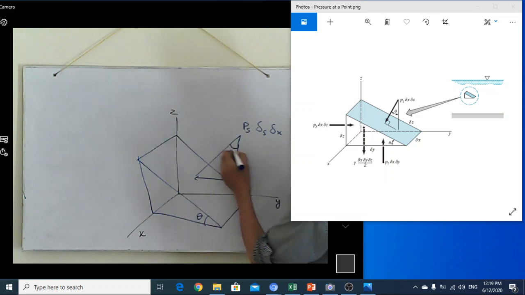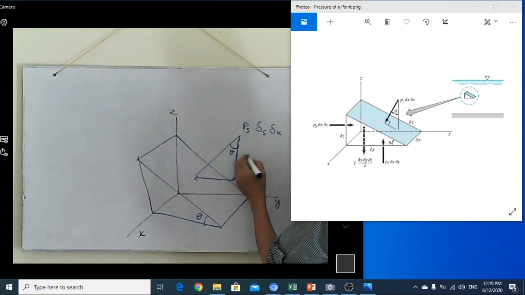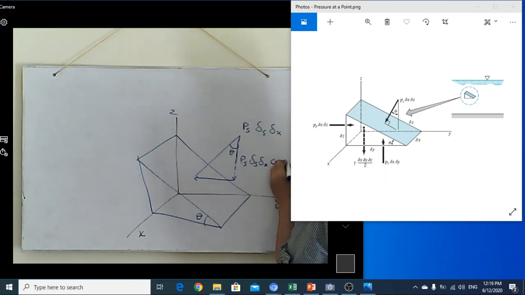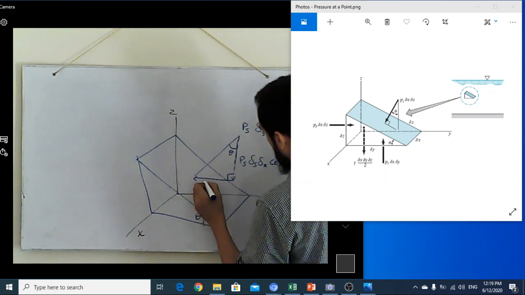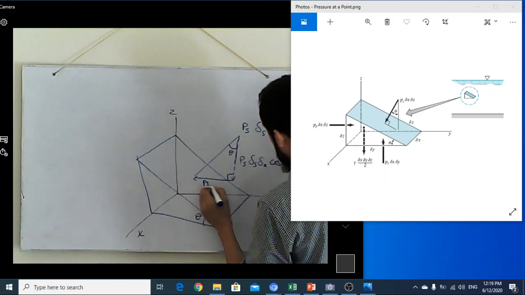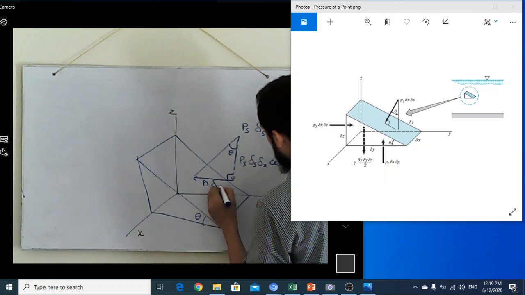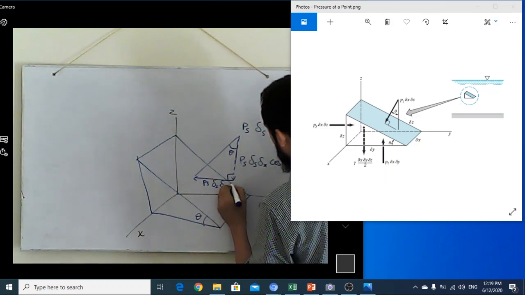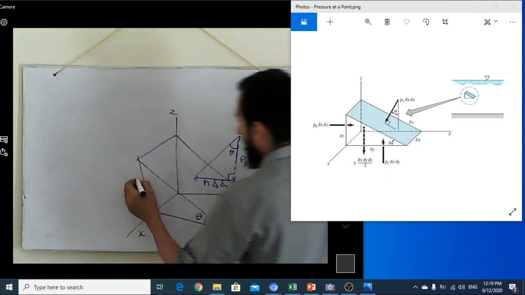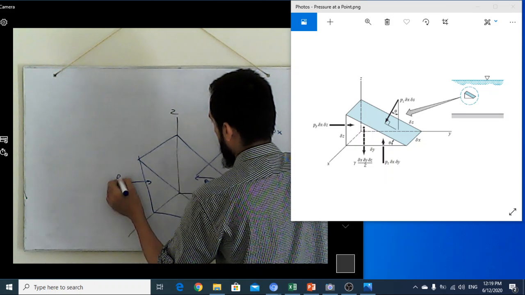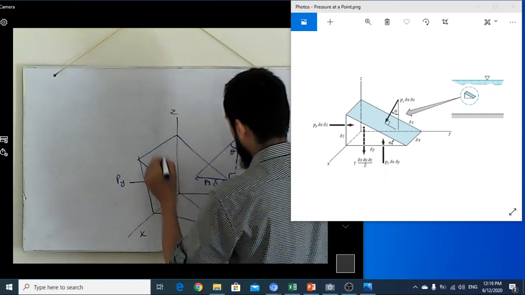So here this is theta, so this component will be equal to PS delta S delta x cos theta, and this component, as it is perpendicular, will be PS delta S delta x sine theta. Here Py is applying on a particular interface.